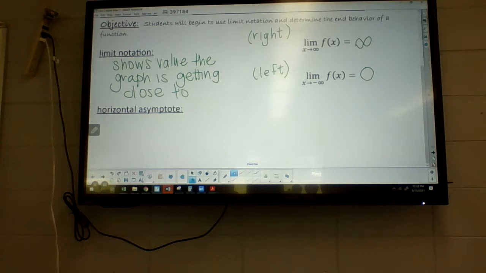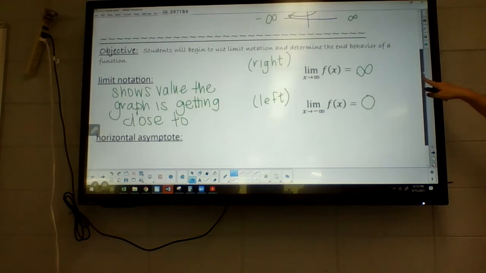And I think I always pronounce this wrong. It's horizontal, but then asymptote. That sounds much better. So what the horizontal asymptote is basically a line that the graph approaches. So in this case, the line where y is 0 would be our asymptote.